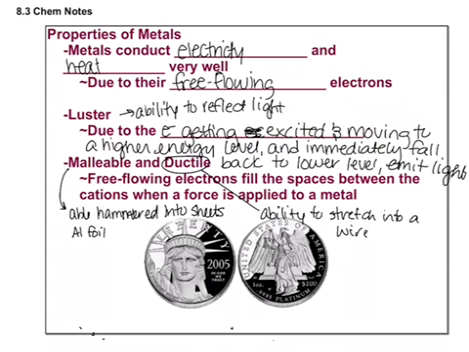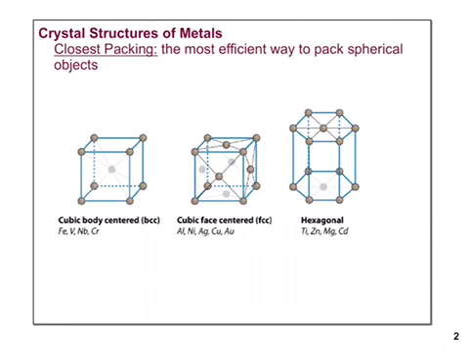And so these properties of metals are possible because those free-flowing electrons fill the spaces between the cations, or the nuclei, when a force is applied to the metal. So it prevents that shattering effect that we see with the ionic bonds. Those electrons move to keep the positives away from the positives, and so they no longer have the ability to shatter.